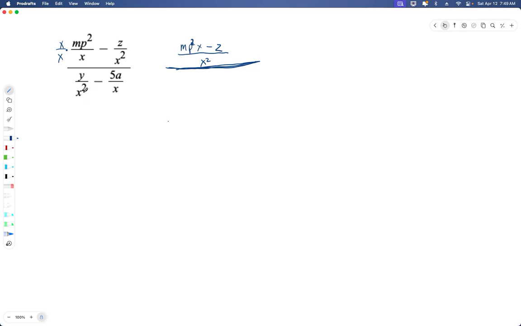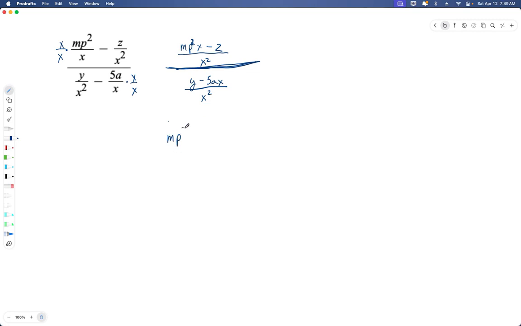And so the same thing here. I have x squared and I have x. So it's easy for me to just multiply this one by x over x. So now I have y minus 5ax over x squared. So now I have a fraction divided by a fraction. So now I can just keep it, change it, flip it.